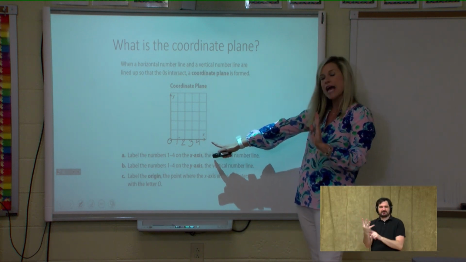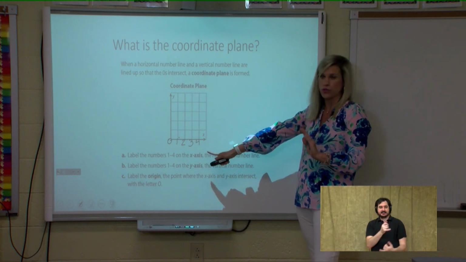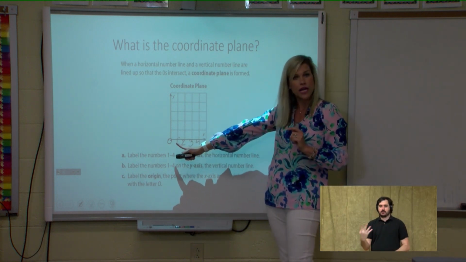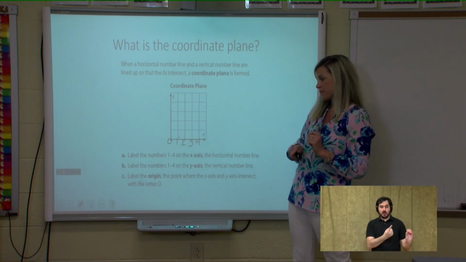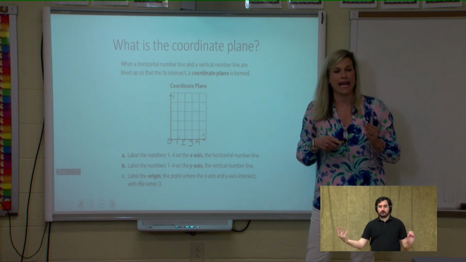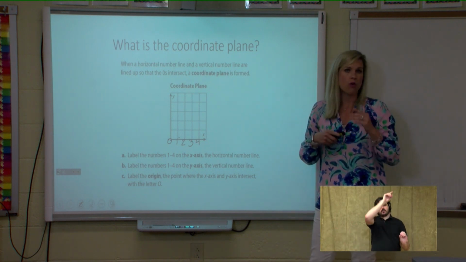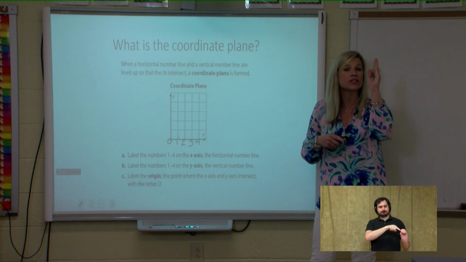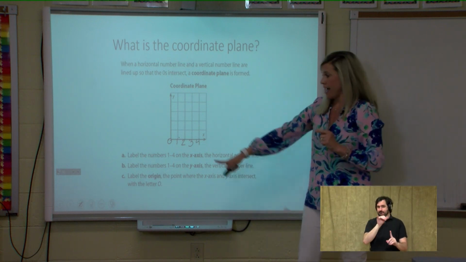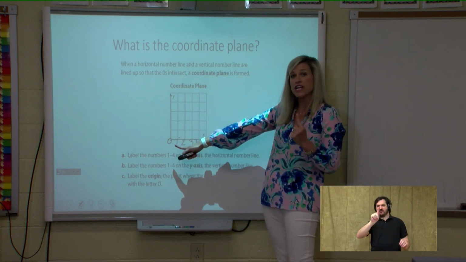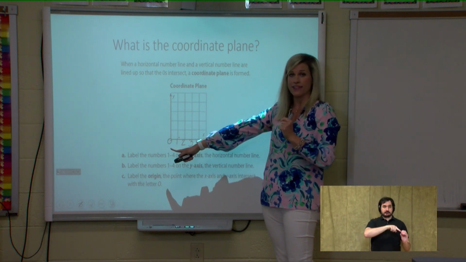Okay, so our x-axis has now been labeled. We started at the origin and we went to 4. Now we're going to look at our y-axis. As a reminder, our y-axis is the vertical number line. We have our 0, and now we're going to go up the number line.